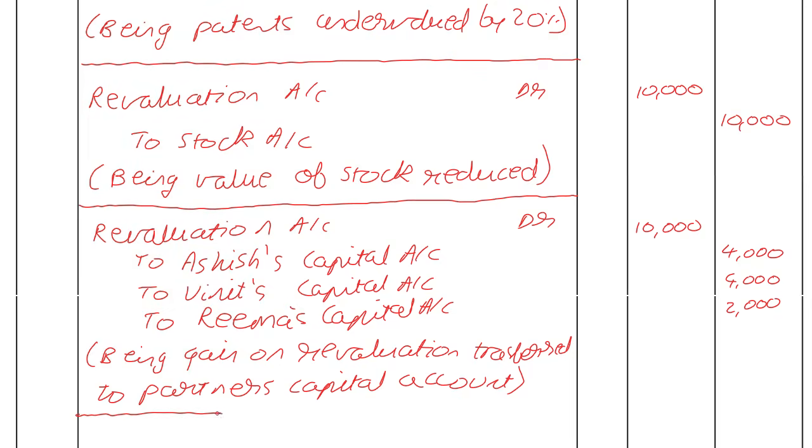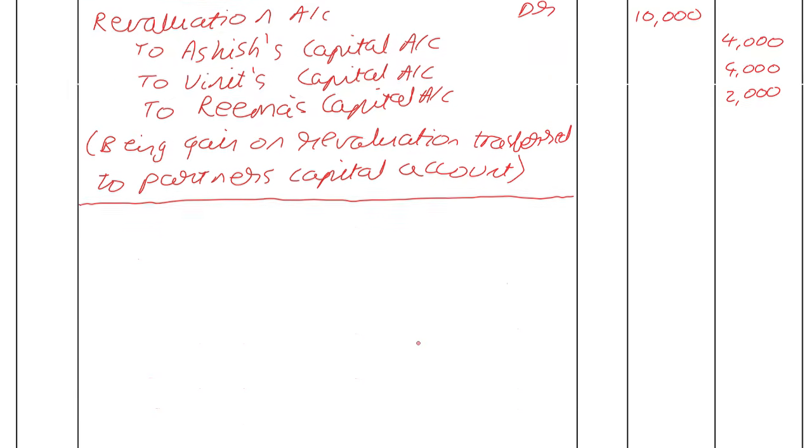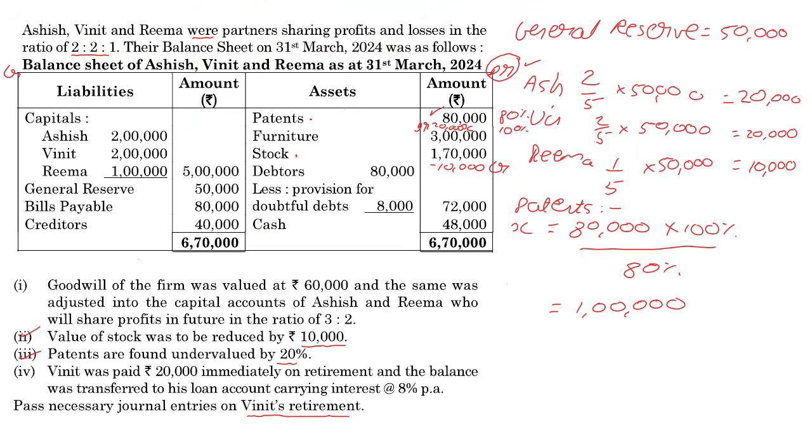With that, we are done dealing with revaluation. Our next step is going to be to deal with goodwill. The goodwill of the firm was valued at 60,000, and the same was to be adjusted in the capital accounts of Ashish and Reema, who will share profits in the ratio 3:2. So the new ratio is 3:2. The old ratio is 2:1. Who's leaving? Vinit is leaving. All right.